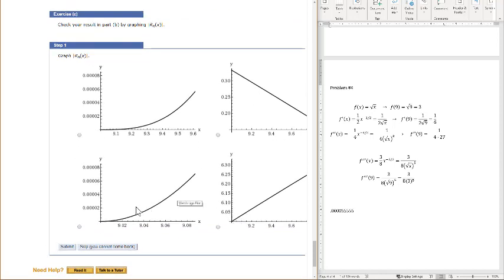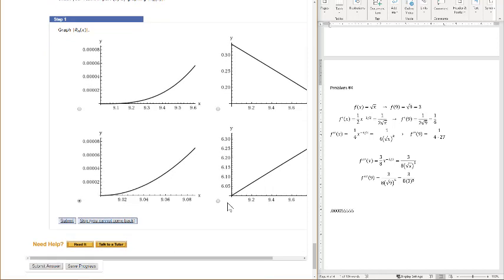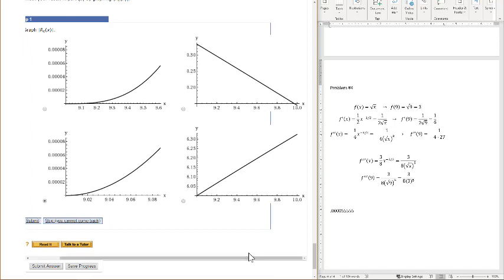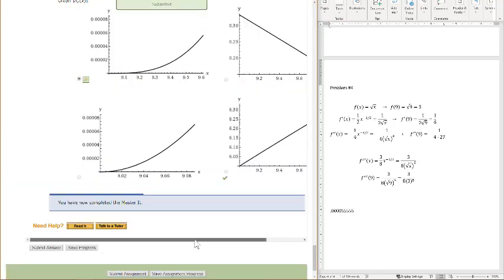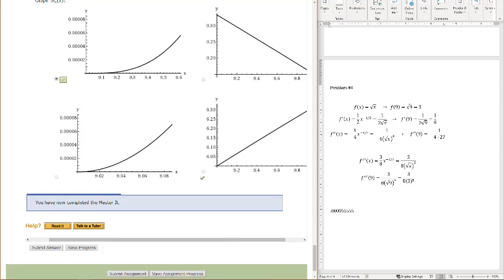We know it's not this one, and these things look like they're lines, and so I don't think it'll be that one. So I think it's going to be this first graph over here, where the x values go from 0 to 9.6, and then the y values go from 0 to 0.00006-ish. Okay. All right, so that looks good. It's completed, and I hope that helps.